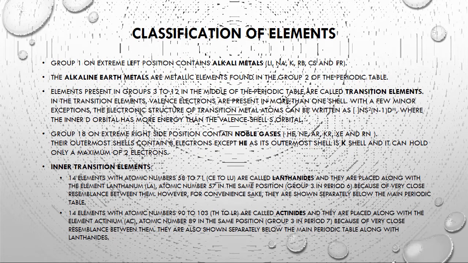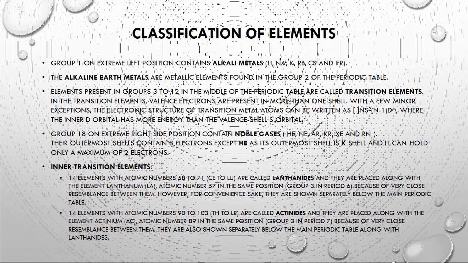Classification of elements. Group 1 on the extreme left position contains alkali metals like lithium, sodium, potassium, rubidium, cesium and francium. The alkaline earth metals are metallic elements found in group 2 of the periodic table, like beryllium and its row. Elements present in groups 3 to 12, the middle of the periodic table, are called transition elements.